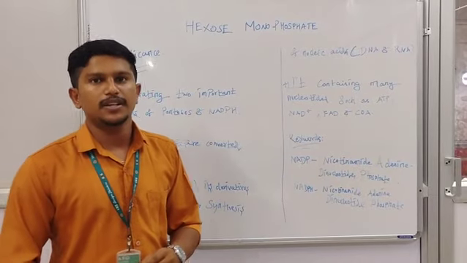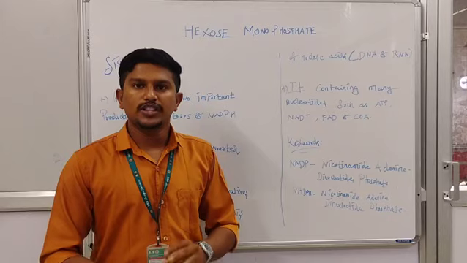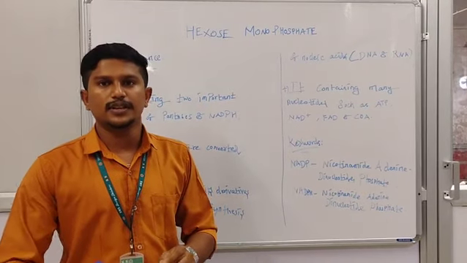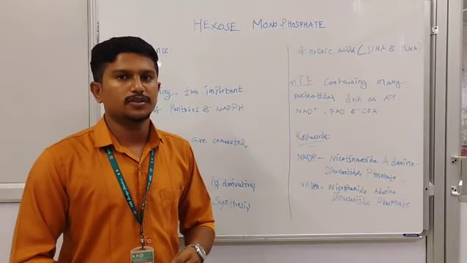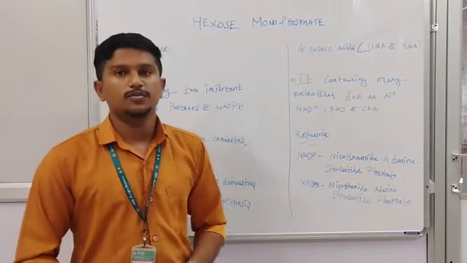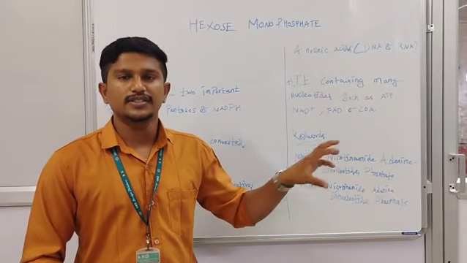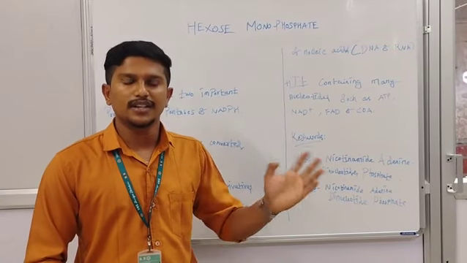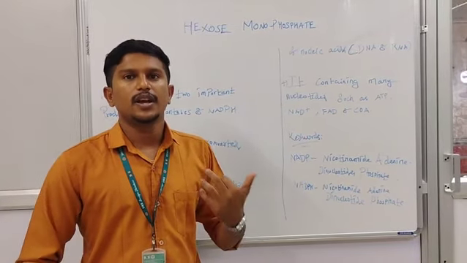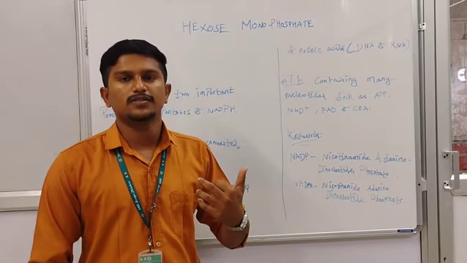From the topic of Hexose Monophosphate, about 10% of glucose enters into this portion. This is the Hexose Monophosphate pathway. About 10% of glucose enters into this site. As I have told, it is otherwise known as the phosphogluconate pathway or the Pentose phosphate pathway.